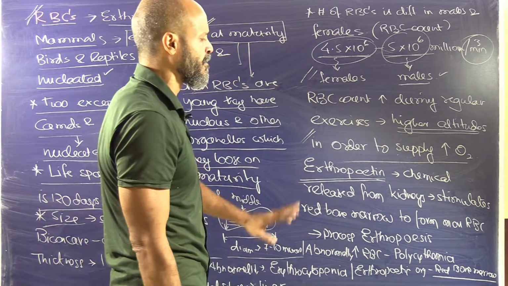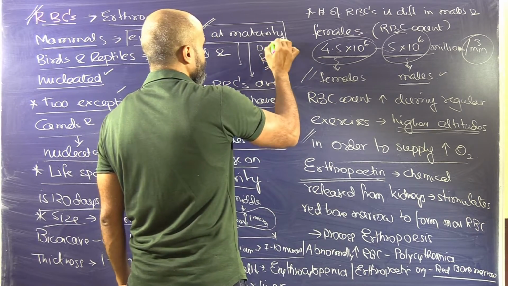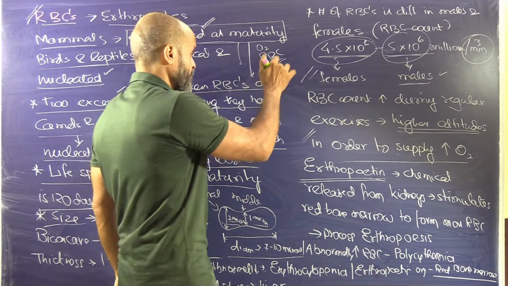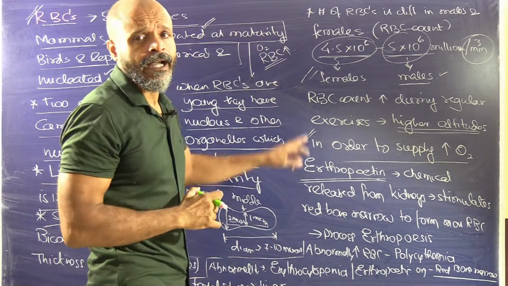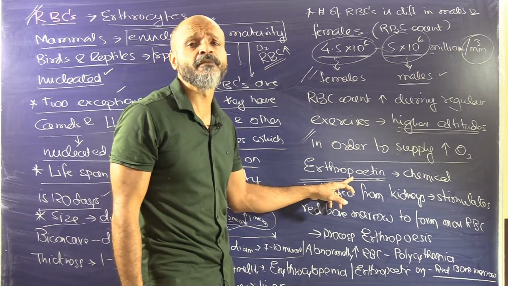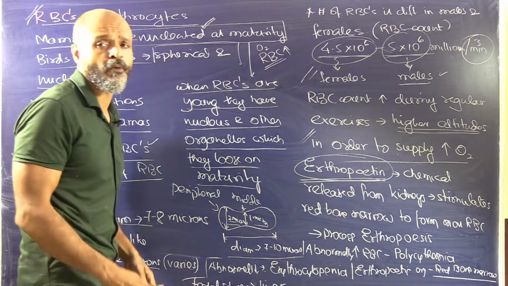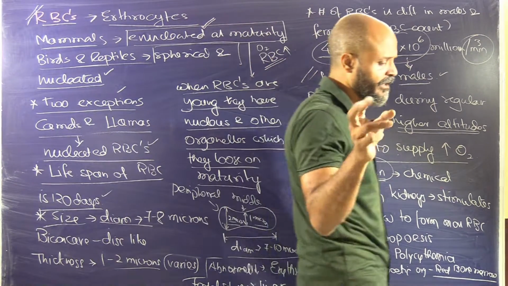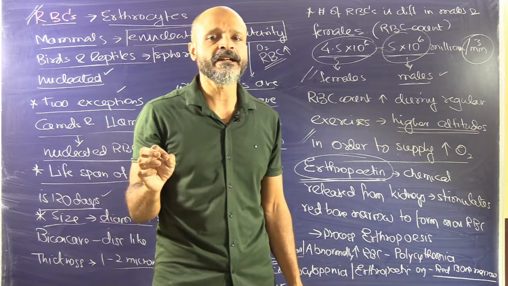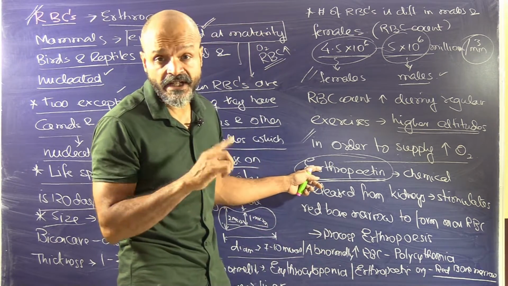Erythropoietin is the chemical released from the kidneys. When we require extra oxygen, during circumstances like heavy exercise or at higher altitudes, the RBC count has to increase, and this increase is triggered by a chemical produced in the kidneys, known as erythropoietin. If you remember from the previous slides, RBCs are generated in the bone marrow as well as in the kidneys.